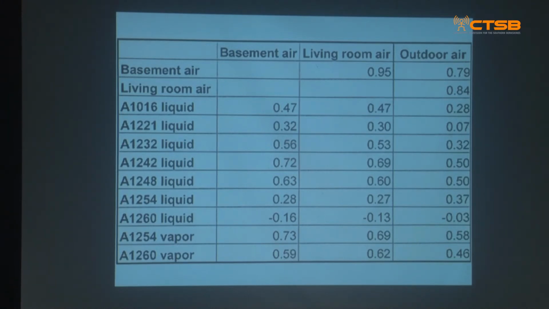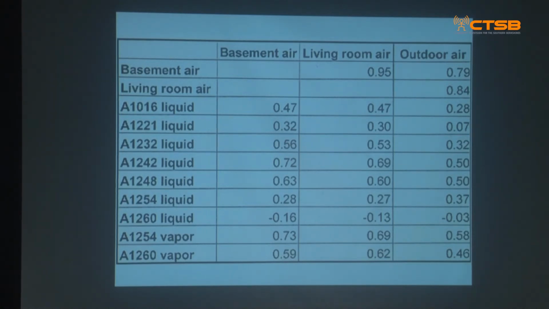Now, if you look at the outdoor air as compared to the basement air, it's less similar. The living room air is a little more like the outdoor air, but it's still primarily reflecting what was in the basement air. There is very little association with the pure Aerochlor mixtures. There was some association with the vapors from Aerochlor 1254 and 1260, but actually they found that the best mix was a 3-to-1 mixture of the vapor of Aerochlor 1254 and 1 part of 1260.